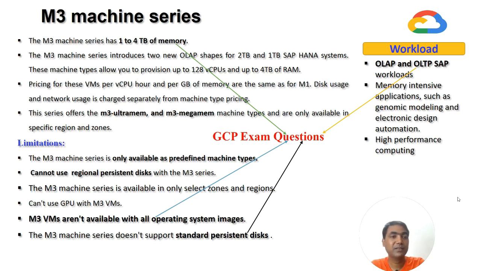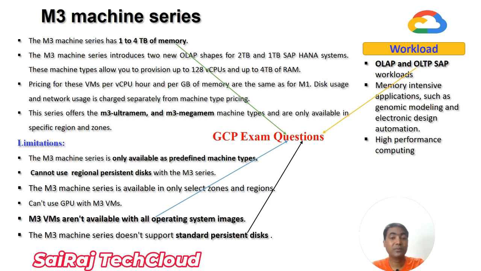As you can see here, the limitations of the M3 machine series: the M3 machine series is only available as predefined machine types, similar to the M1 and M2 machine series. It is not available as any custom machine type. You cannot use the regional persistent disk with the M3 series. The M3 machine series is available only in select zones and regions. You cannot use GPU with M3 VMs, and as you can see here, M3 VMs are not available with all operating system images. The M3 machine series doesn't support standard persistent disk.